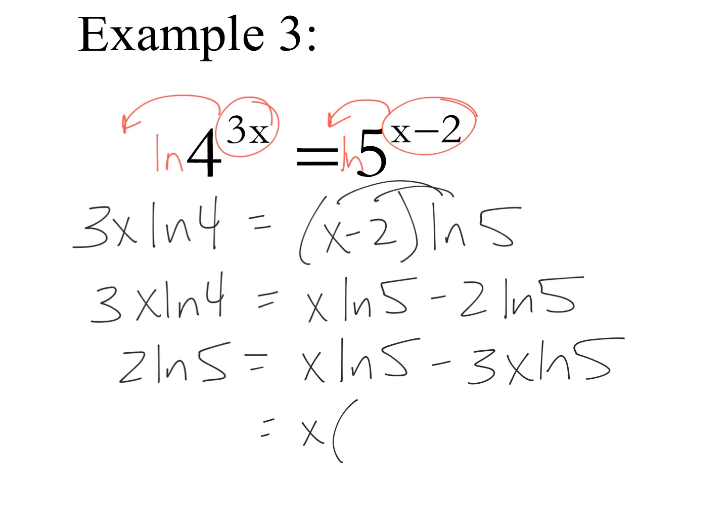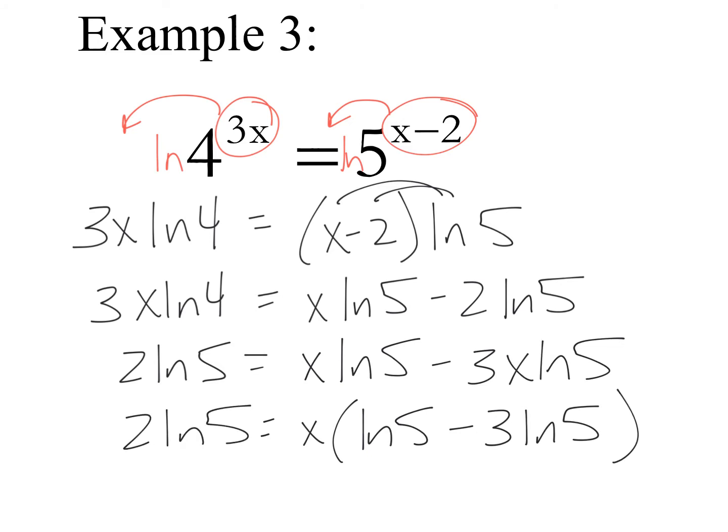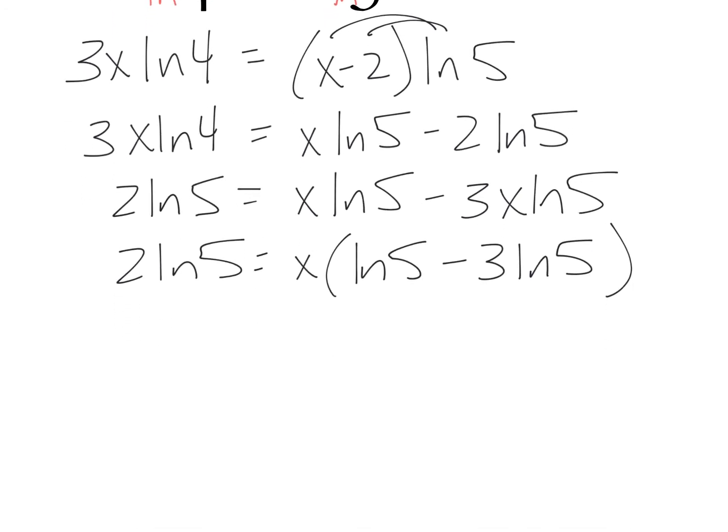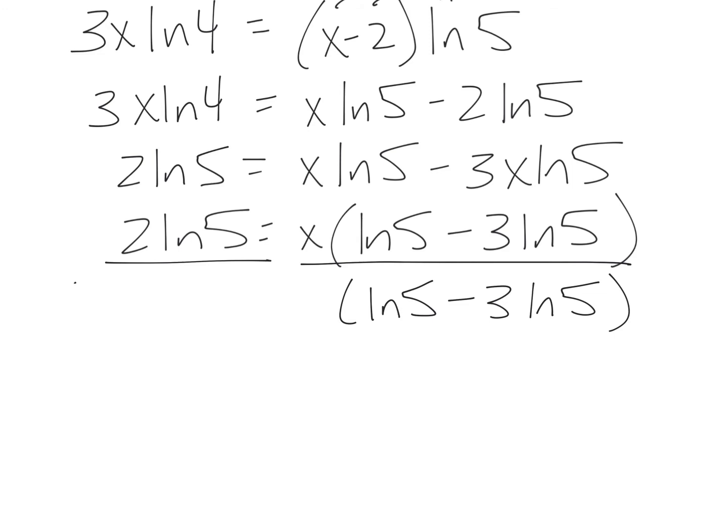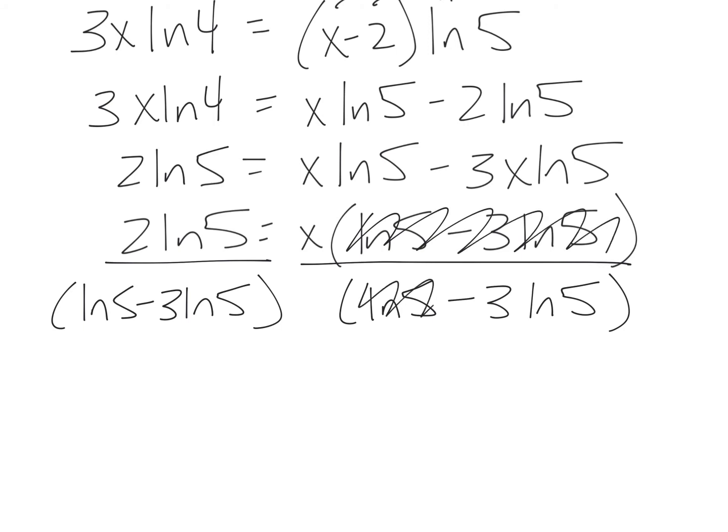Again, now you want to take out the x. That gives you ln 5 minus 3 ln 4. And this side 2 ln 5. It's really tempting to cancel all those ln 5s. You cannot do that. It doesn't work that way. But what we're going to do now is just divide by this entire quantity on both sides, ln 5 minus 3 ln 4. That's what cancels this and this.